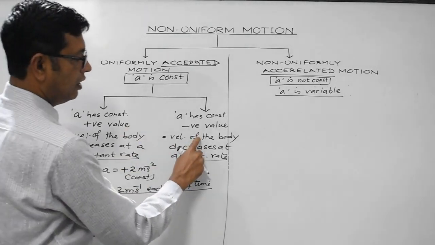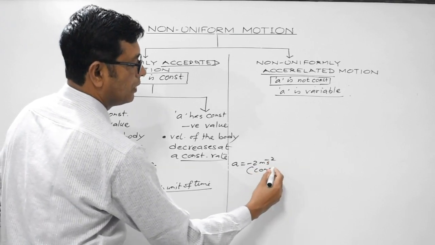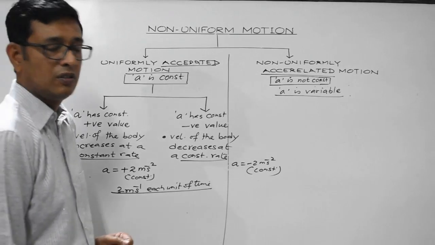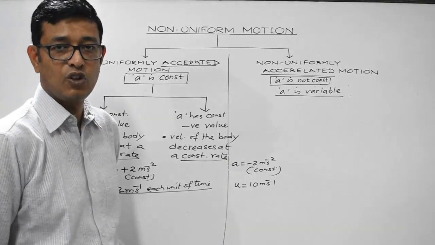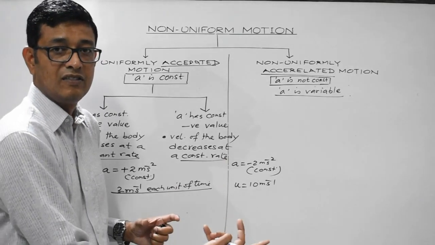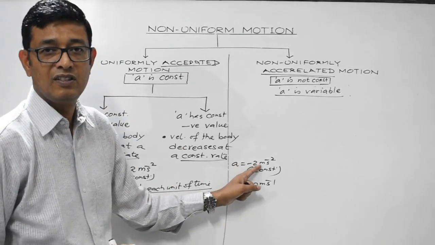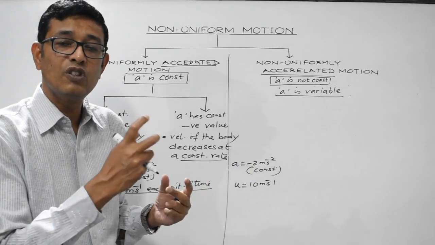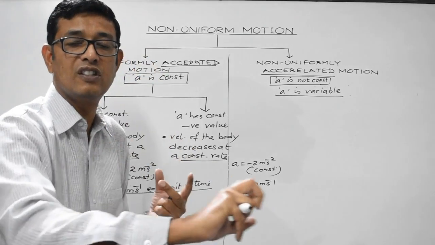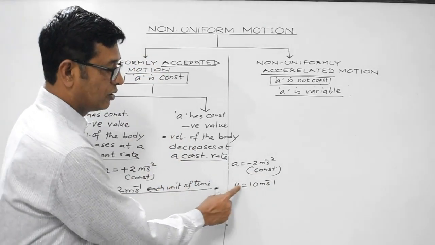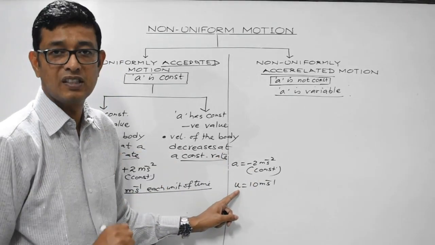Now, if we consider A is equal to minus 2 meter per second square, which is assumed to be constant. Suppose the body is initially moving with 10 meter per second. U is the initial velocity. After 1 second, the velocity of the body would be 8 meter per second because A is negative. A negative means the velocity of the body is decreasing, and since A is constant, the velocity of the body is decreasing at a constant rate.